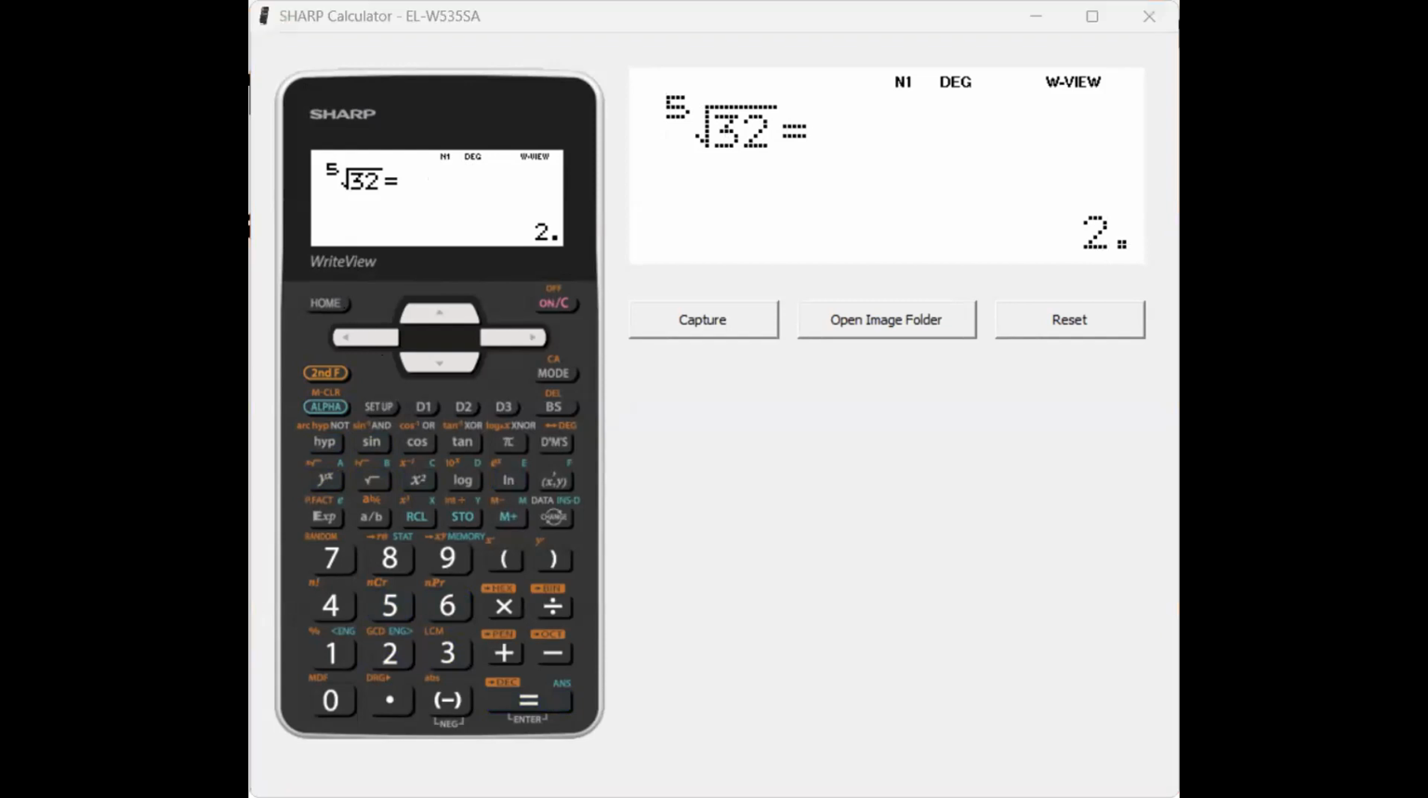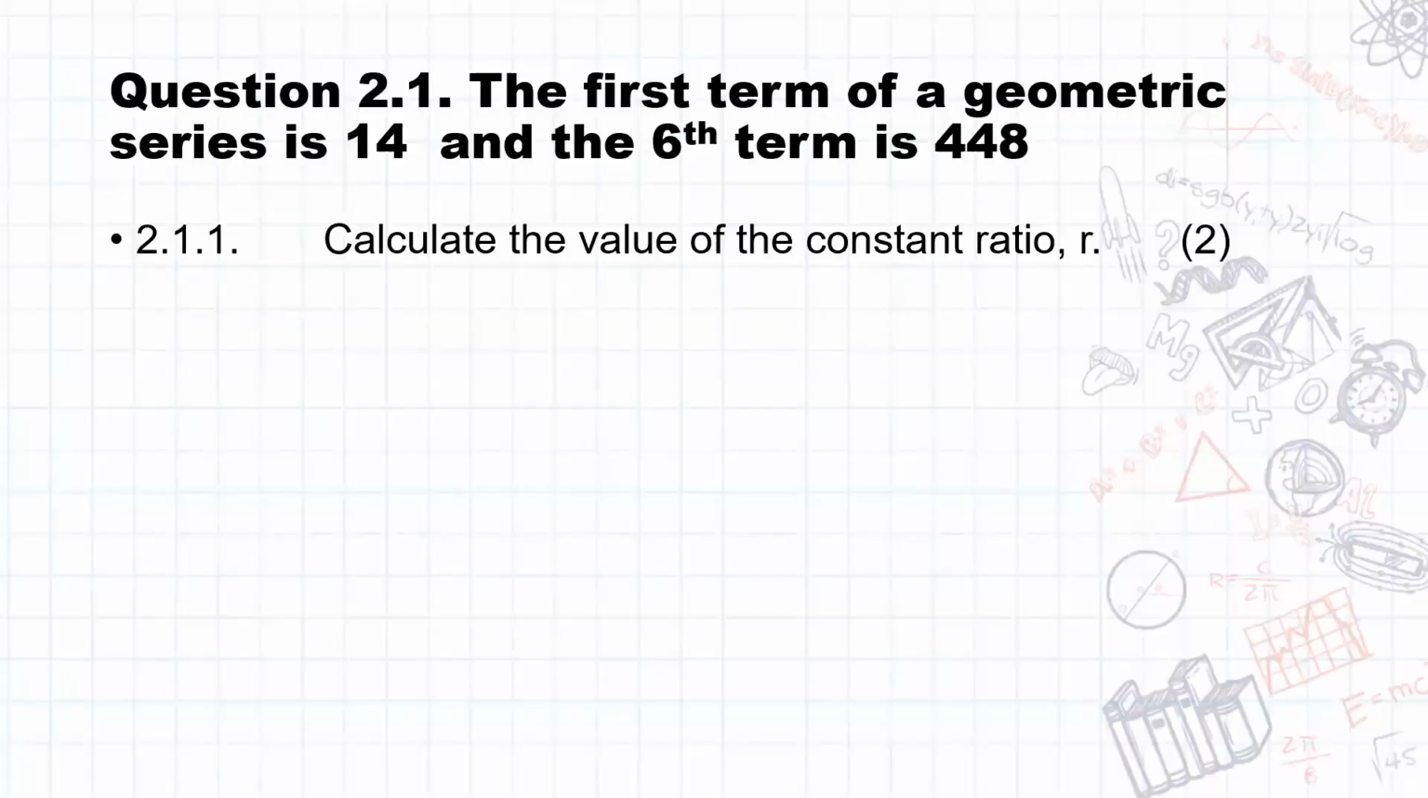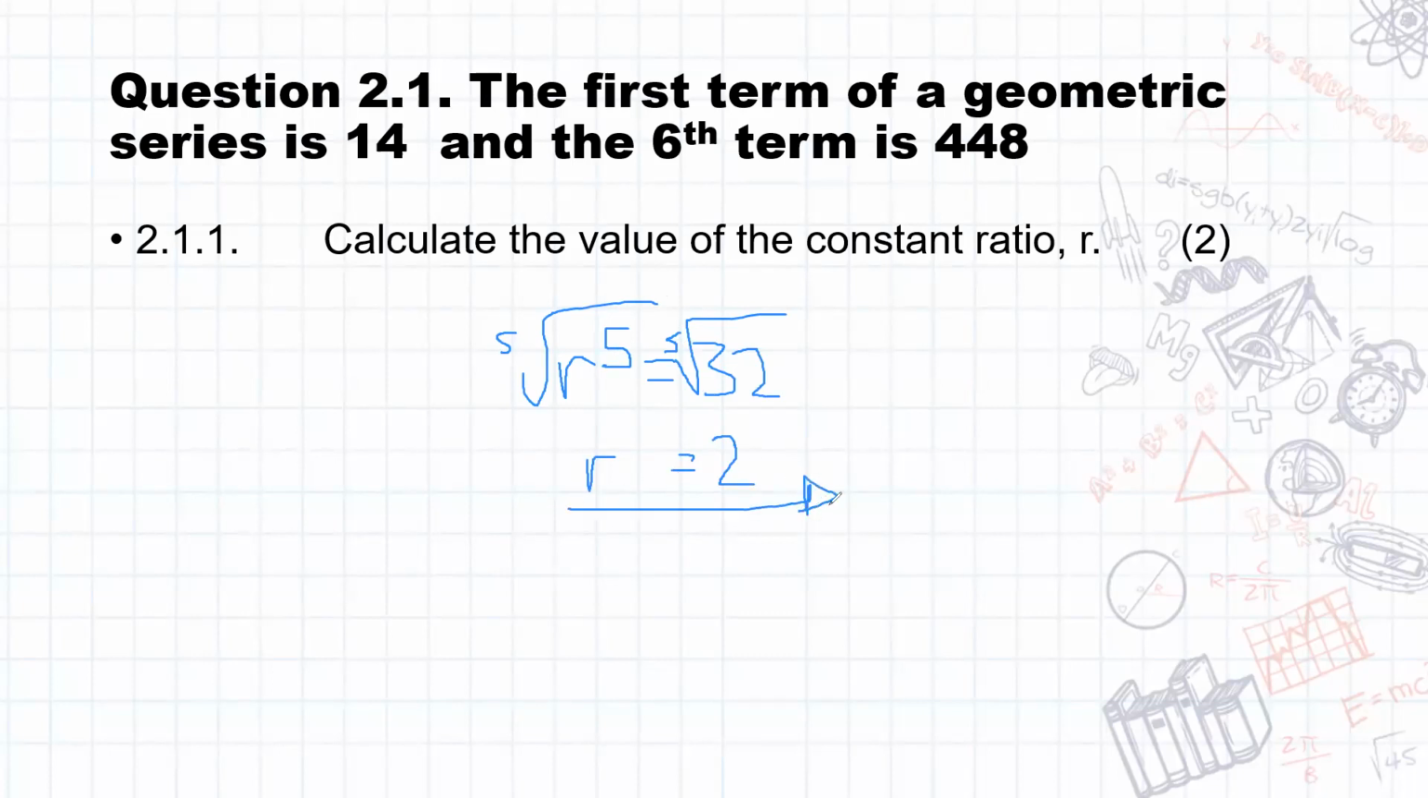So back here, we had R to the power of 5 is equal to 32, just to follow on from that. And so we took the fifth root, and what we got in answer to that was R is equal to 2. And that is what the question has asked us for. So just very straightforward, basic algebraic manipulation.